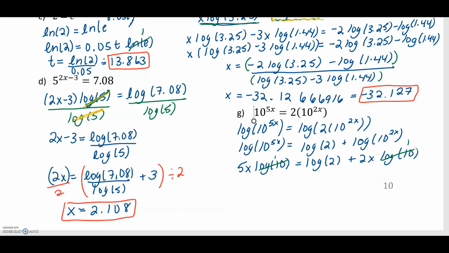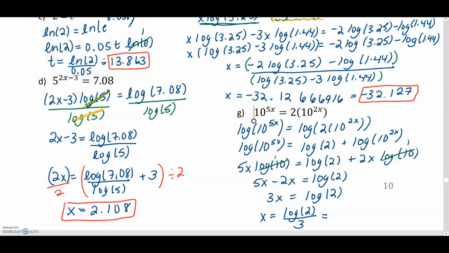So we can rewrite this as 5x minus 2x is equal to log of 2. Now simplifying the left side, we get 3x is equal to log 2, and therefore x is equal to log of 2 divided by 3. One thing that I should make sure I emphasize is that you're just taking the log of 2 and then dividing it by 3. We're not taking the log of 2 over 3. That would give us a very different result. This simplifies to 0.100 when rounded to 3 decimal places.